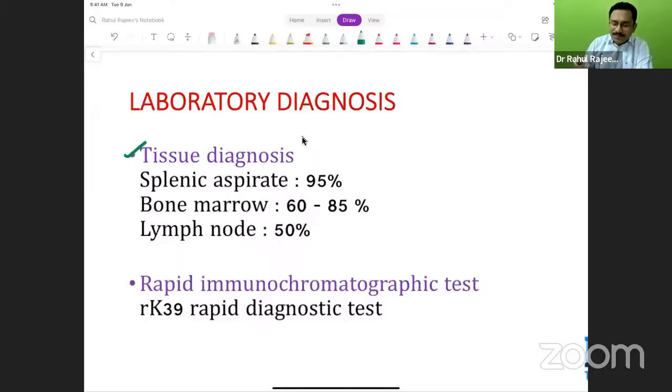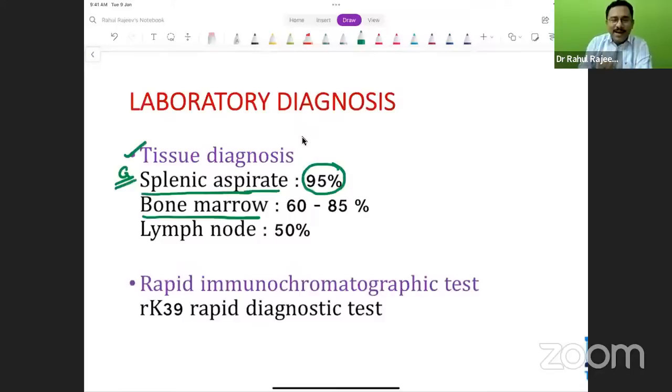Okay. Now, out of this, which is more sensitive, MCQ, out of all the tissue diagnosis, which specimen has the highest sensitivity to yield the diagnosis? Answer is splenic aspirate. Highest sensitivity. It's given in Harrison 95%. Exact value from Harrison, 95%. But bone marrow, the yield is 60-85%.